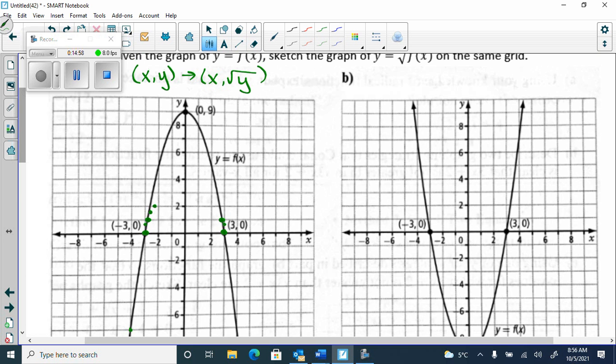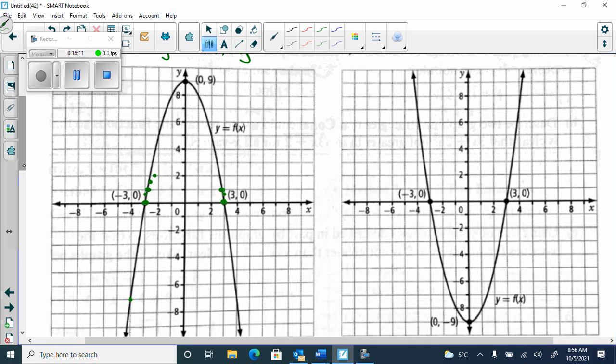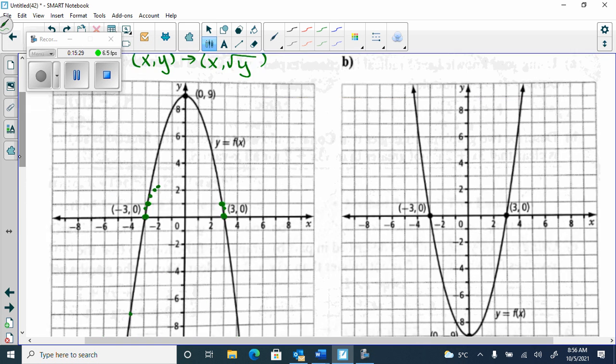I could do -2 and 5. It's going to become -2 and √5, which is a little more than 2. So it's like here. Then I could do this one, -1 and 8. And it's going to become -1 and √8, which is a little less than 3. And then this one's at 0, 9, so it's going to be at 0, 3.